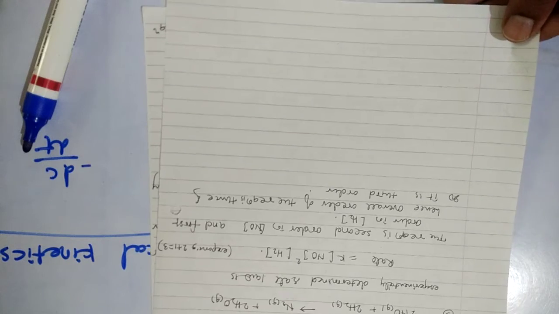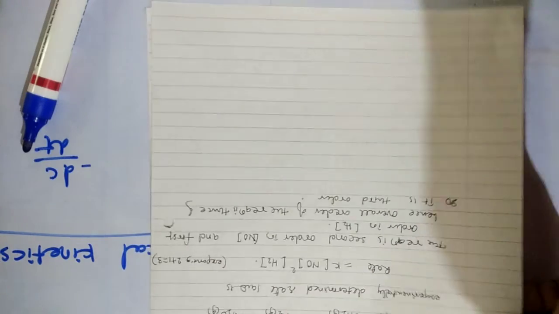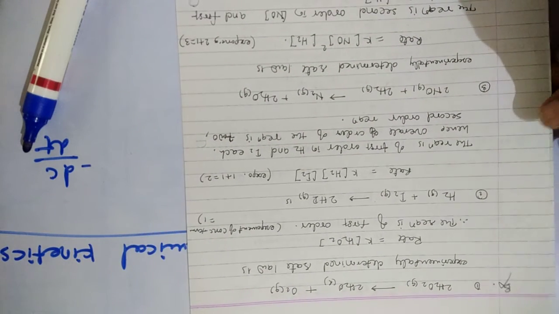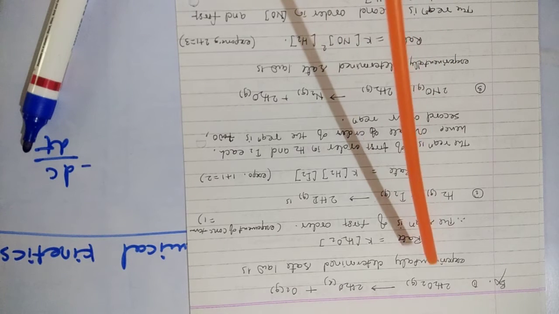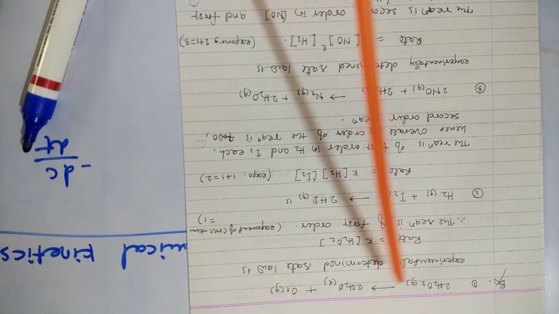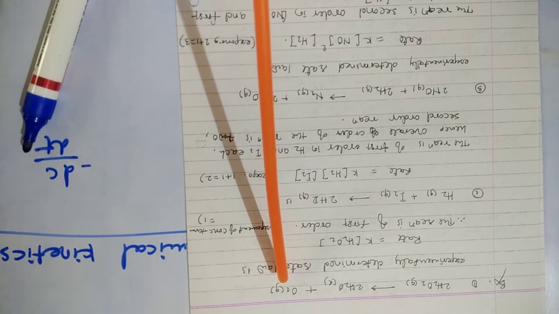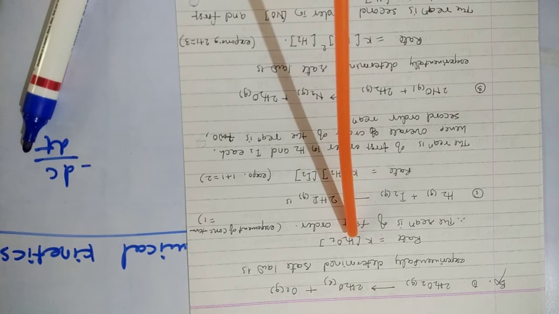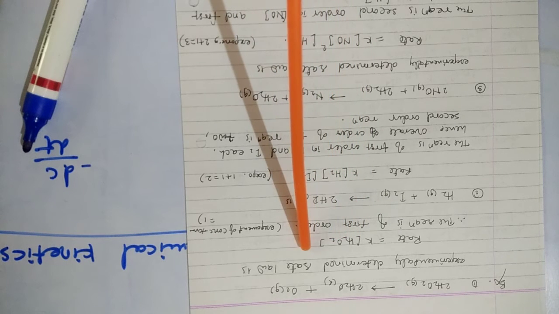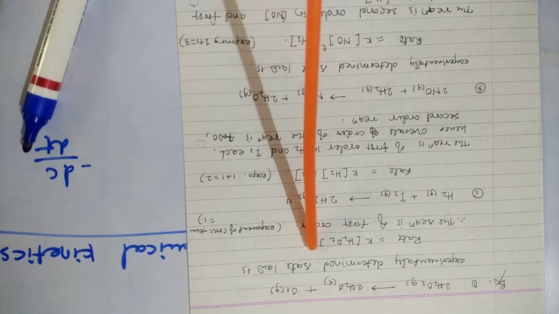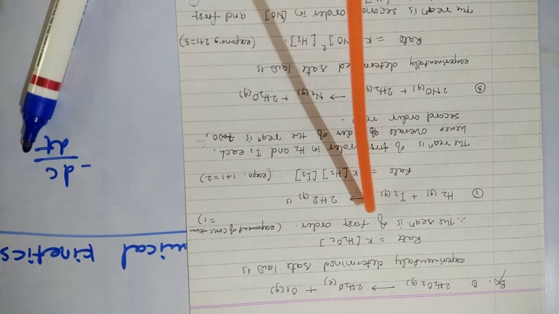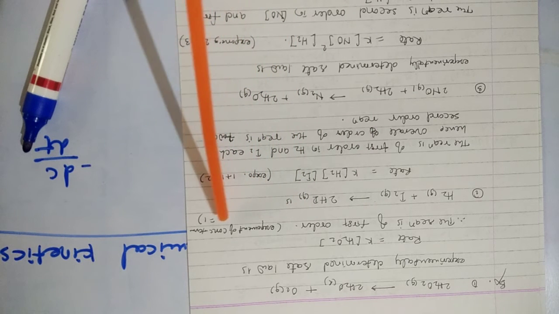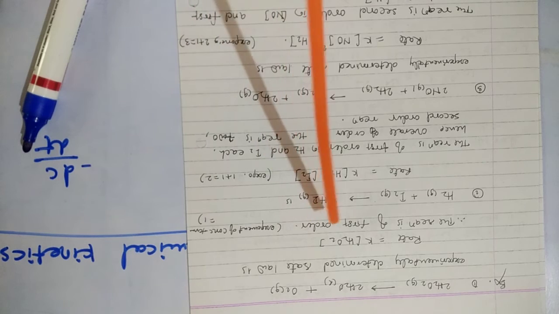Now let us see some examples from which we can get a clear idea about the order. See, 2H2O2 gives 2H2O plus O2. This is the chemical equation. The experimentally determined rate law is rate is equal to K into the concentration of H2O2, power is 1. Here the coefficient is 2, but the power is 1. The reaction is of first order. The exponent of the concentration term is 1, so the order is 1.